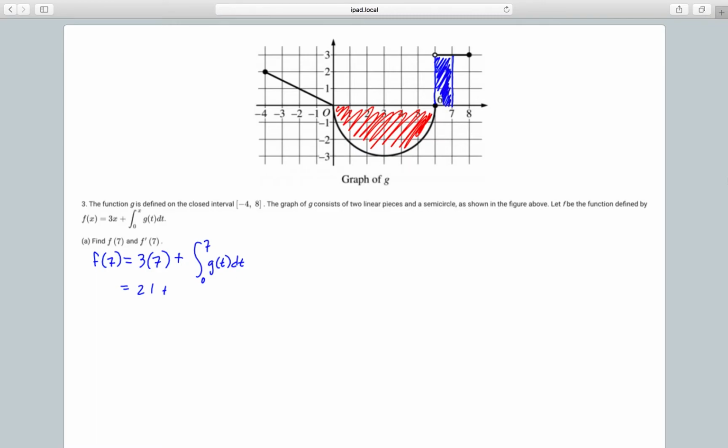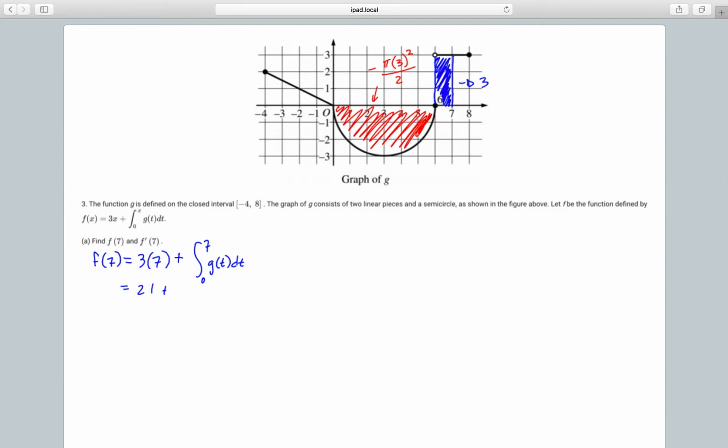So I have a semicircle and a rectangle, so that circle has radius 3, so that area is going to be negative pi times 3 squared, but then divided by 2 because it's only a half circle. And then this one is just a rectangle, so base times height, 1 times 3, so that has an area of 3.